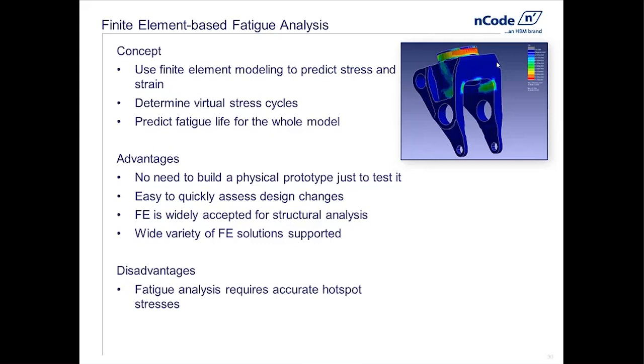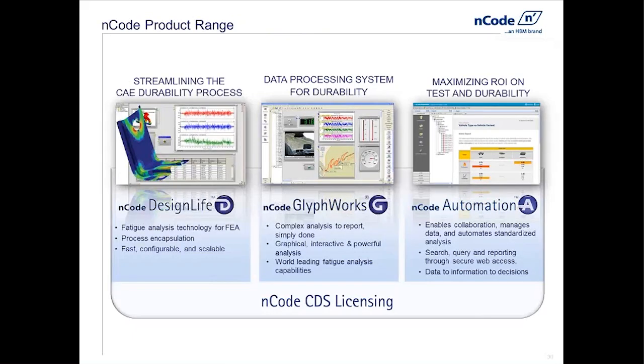And also the real world can be very nonlinear, which can lead to calculation difficulties sometimes. So we can apply those concepts inside software using nCode. The nCode software, we've been doing fatigue software for 30-some years now. We've got a couple of different products to address this. We're going to look very briefly right now at using GlyphWorks for measured strain gauge data and using DesignLife for finite element derived or virtual stresses and strains.